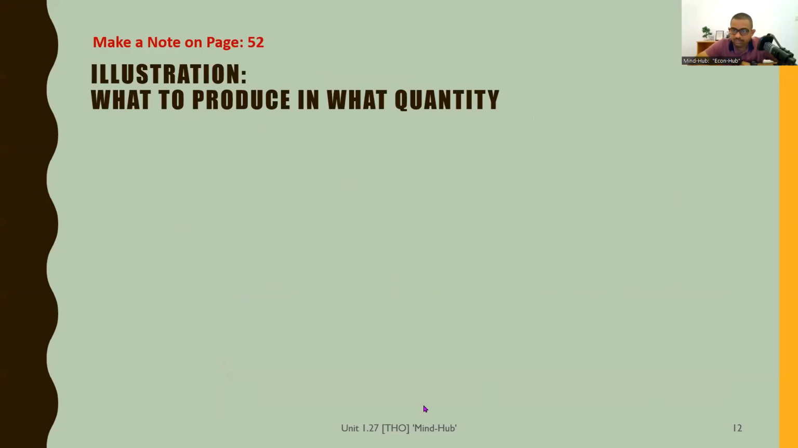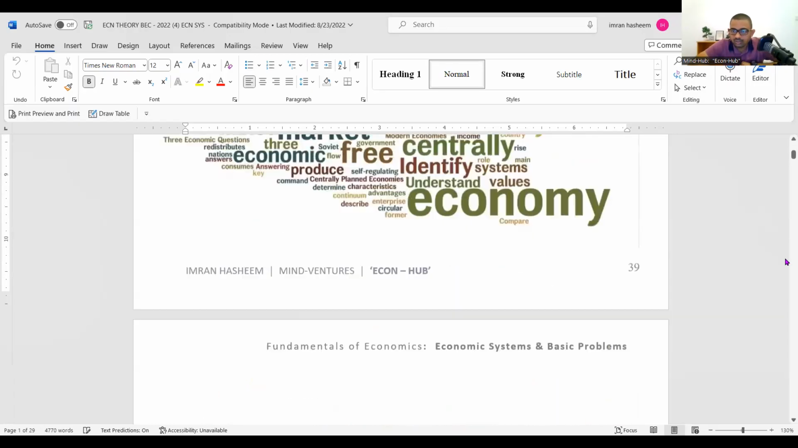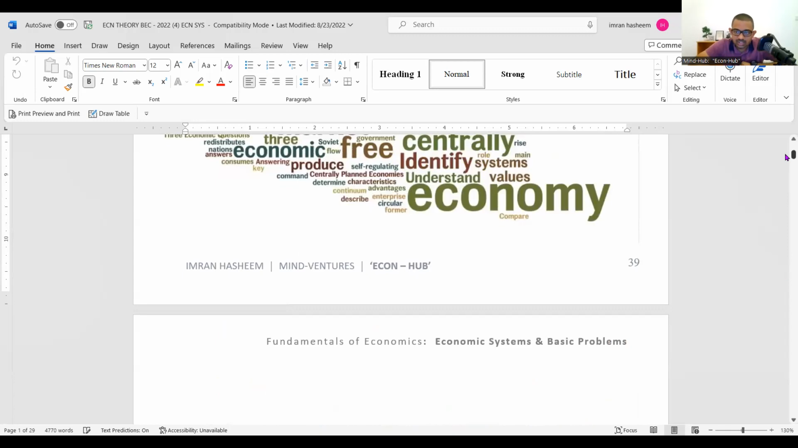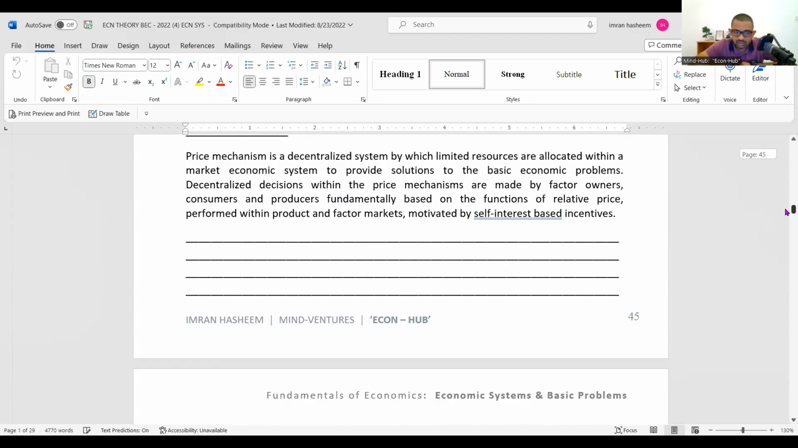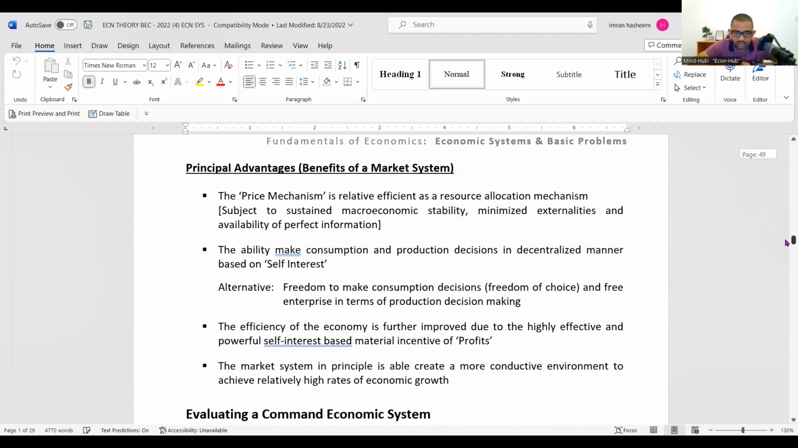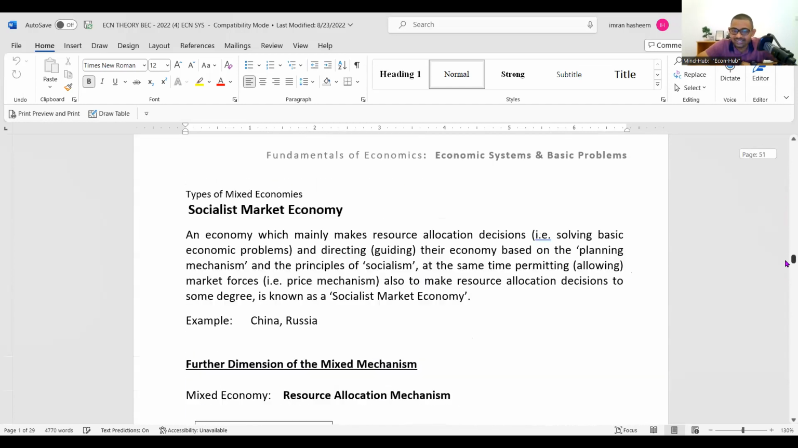Let's go to the study material very quickly. Okay. Hopefully this doesn't make you dizzy or anything. Let me quickly go to the relevant area. Right.